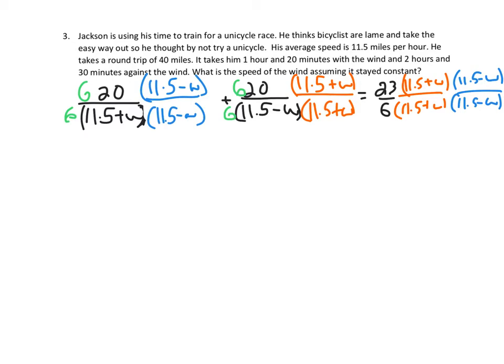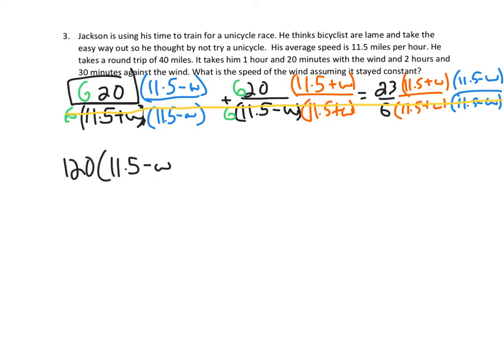So essentially what ends up happening is if I multiply both sides by 6 times (11.5 plus w) times (11.5 minus w), all the denominators end up simplifying and canceling out. So I would just be left with what's in the numerator. So I'm going to write what I have in the numerator, but I'm going to simplify it just a little bit because I know that 6 times 20 is 120.